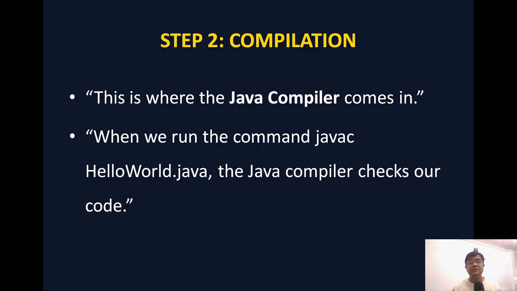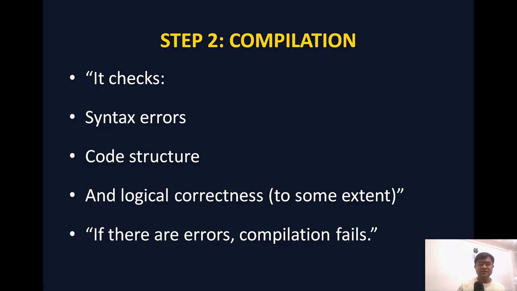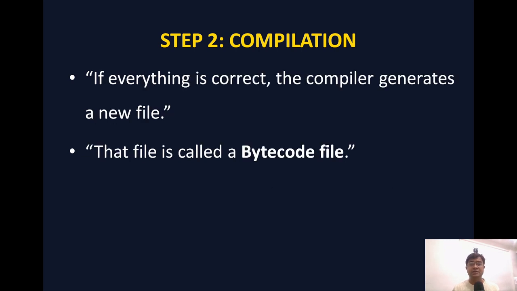When we run the command javac followed by your file name hello-world.java, the compiler checks the syntax errors, it checks the code structure, and it also checks the logical correctness to some extent. If there are errors, the compilation will fail, and if there are no errors, the compilation will be successful and it will generate a new file. This new file is called the Java bytecode file.